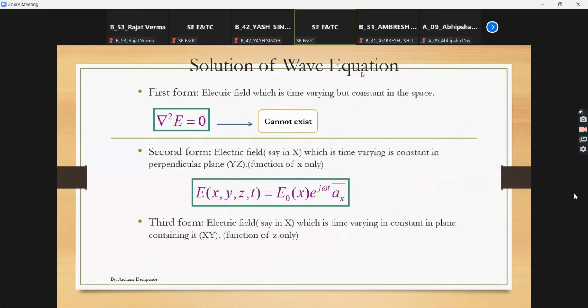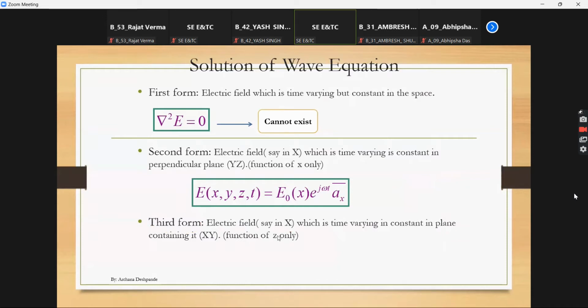Okay, in the third form, what they are saying is that this electric field is in the direction of x, it is time varying, and it is constant in the plane containing x and y. So that means it is a function of z. So your E will now be a function of z, so it will have a z value, not x.